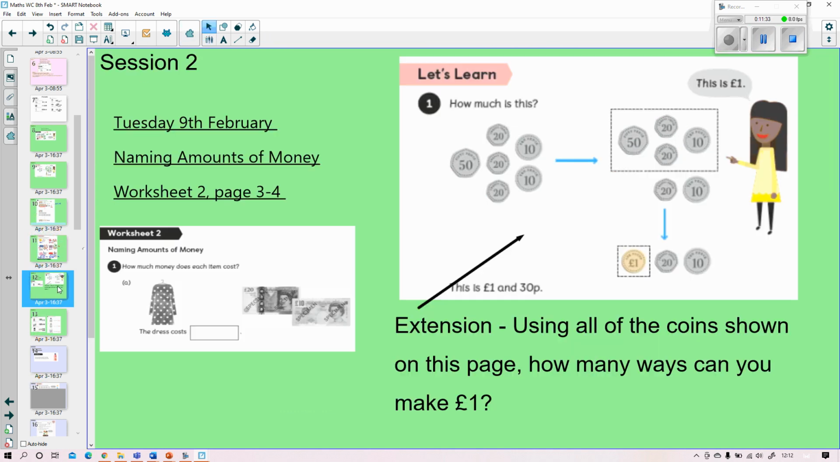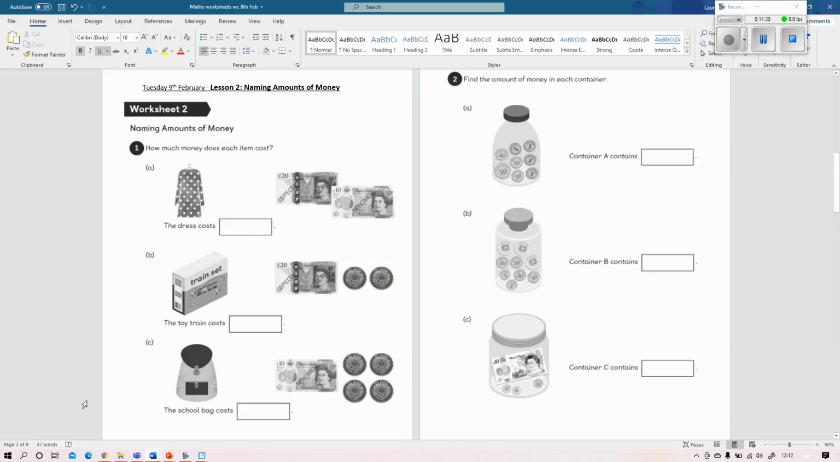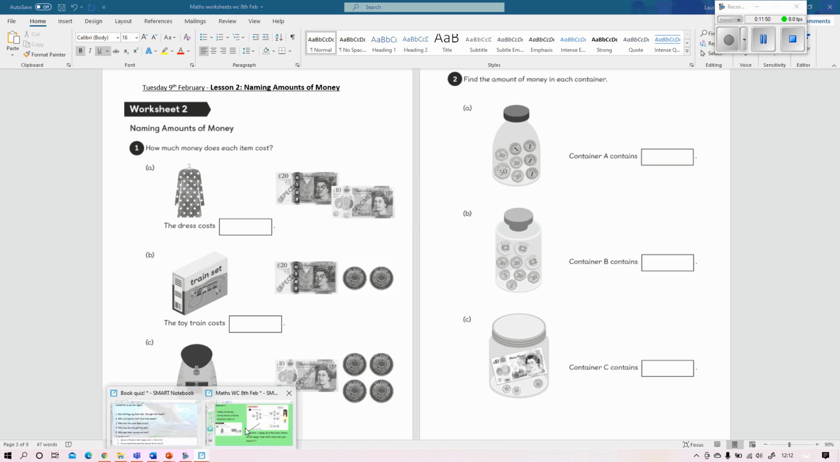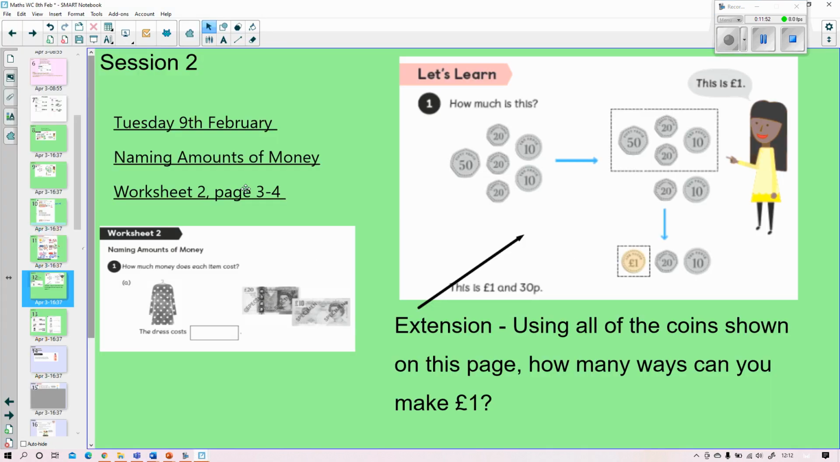Okay. Now your activity looks like this today, worksheet 2. I'll pop it up for you to have a look at. This is what you're going to go through. 2 sheets, and you've got different amounts of money to add up. I will put the answers back on for you in a moment, and here is your extension.